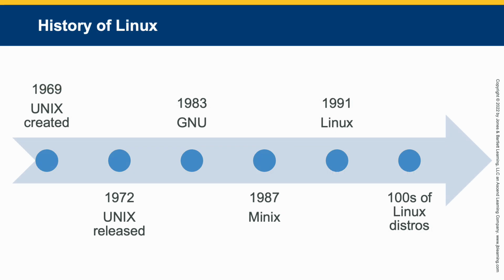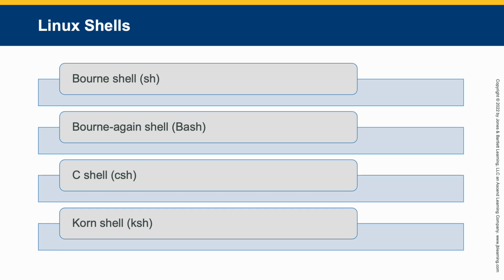History of Linux: 1969 Unix created, 1972 Unix was released, GNU came out in 1983, 1987 Minix came out, 1991 Linux came out, and hundreds of Linux distros or distributions came out after. So Linux shells are Bourne shell, Bourne Again shell, C shell, and Korn shell. Let's look into that at a little bit more depth.